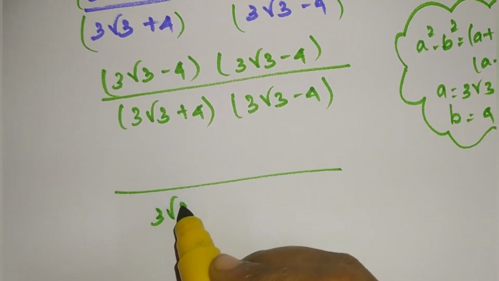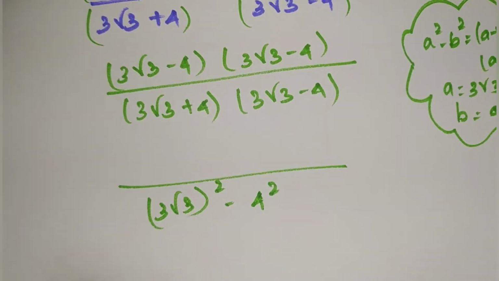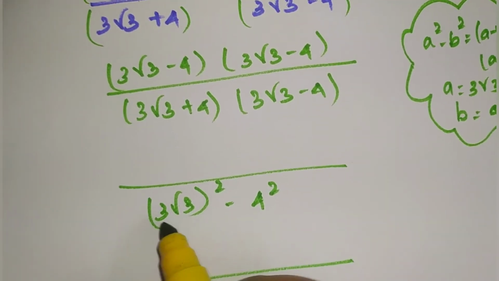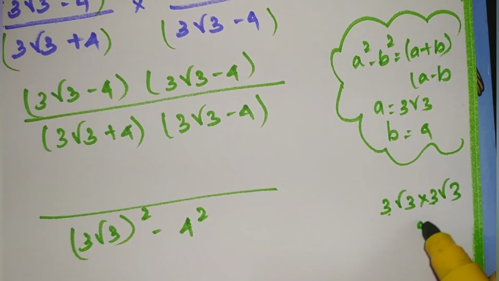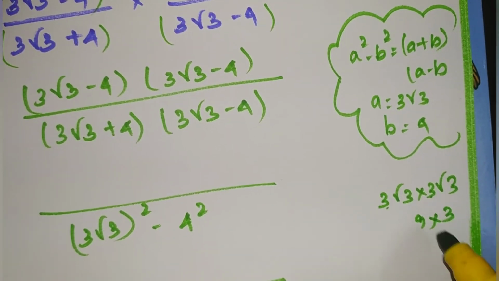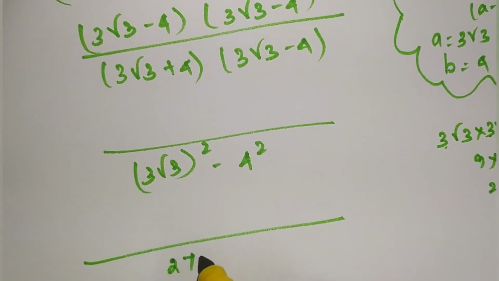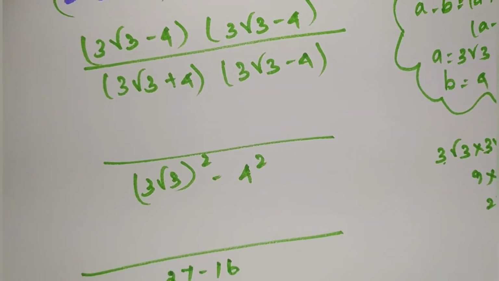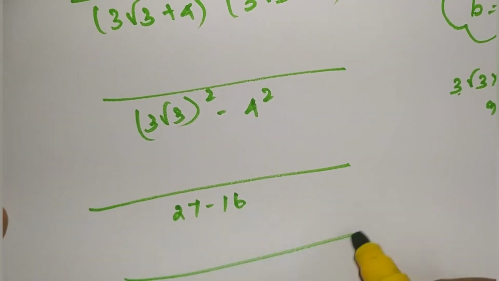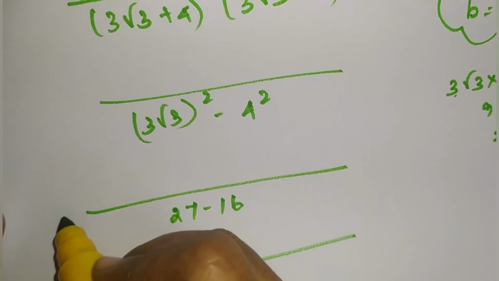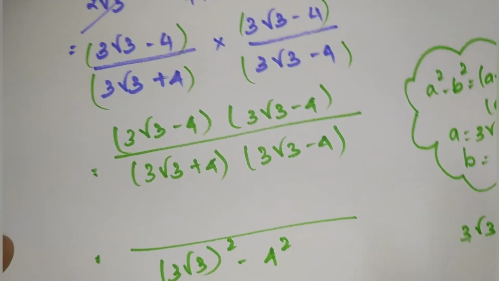So 3 root 3 the whole square minus 4 square. And then 3 root 3 into 3 root 3: 3 3s are 9, root 3 into root 3 is 3, so 9 3s are 27. So 27 minus 16, 27 minus 16 is 11. Now simplify the numerator.